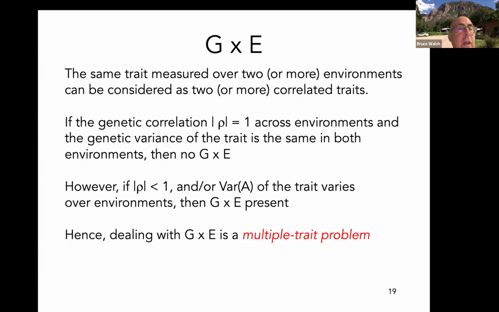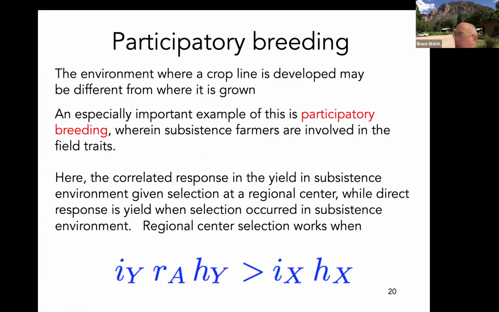So G by E is a multiple traits problem. And that's the way to handle G by E. I mean, there are other ways, but that's one of the simplest ways to handle it. And a good example of that, tying in with the previous slide, is this model that the CG centers have.